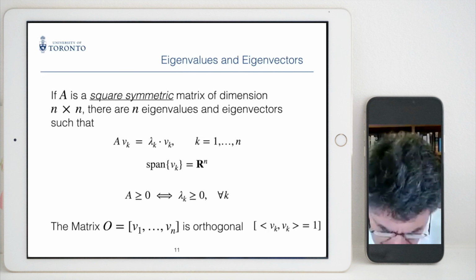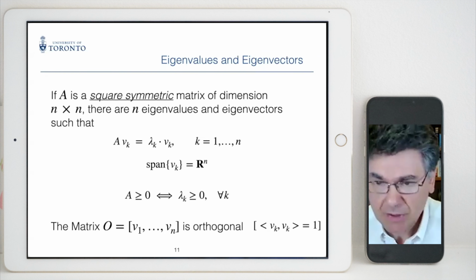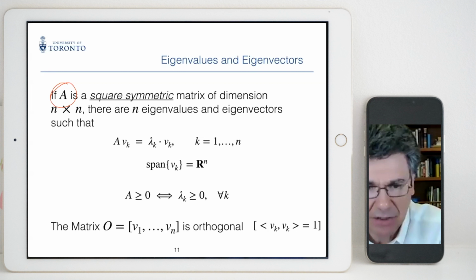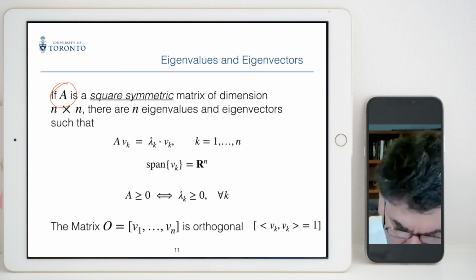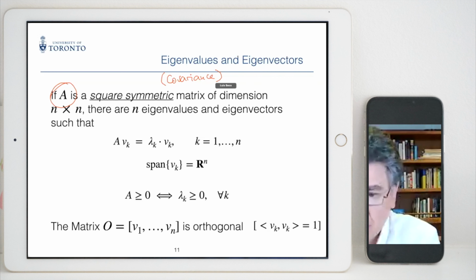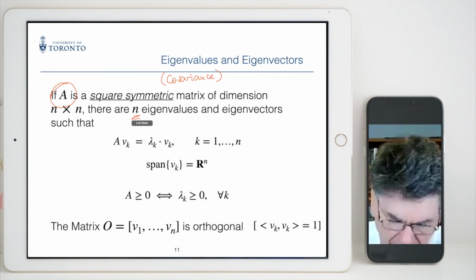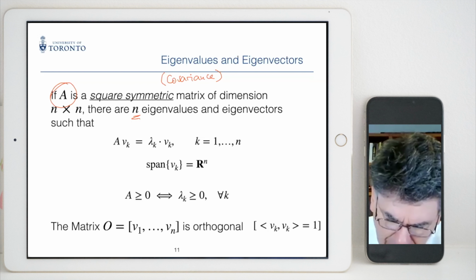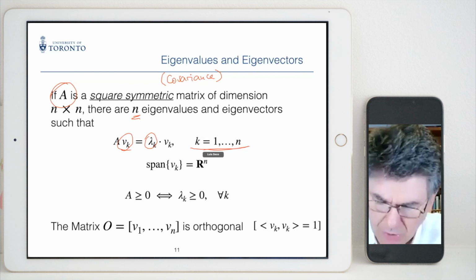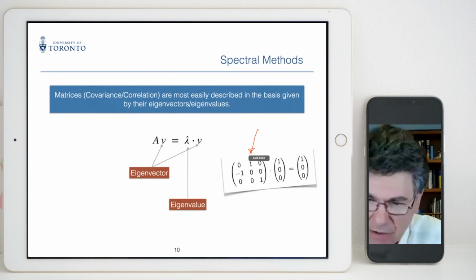Now, in order to do that, I have some characteristics of eigenvalues and eigenvectors and matrices. There's a theorem that says that if A is a square symmetric matrix, for example, a covariance matrix, then you always have n eigenvalues and eigenvectors. There are n of them. Note that if I go to the previous example, do you know how many eigenvalues and eigenvectors this matrix has?